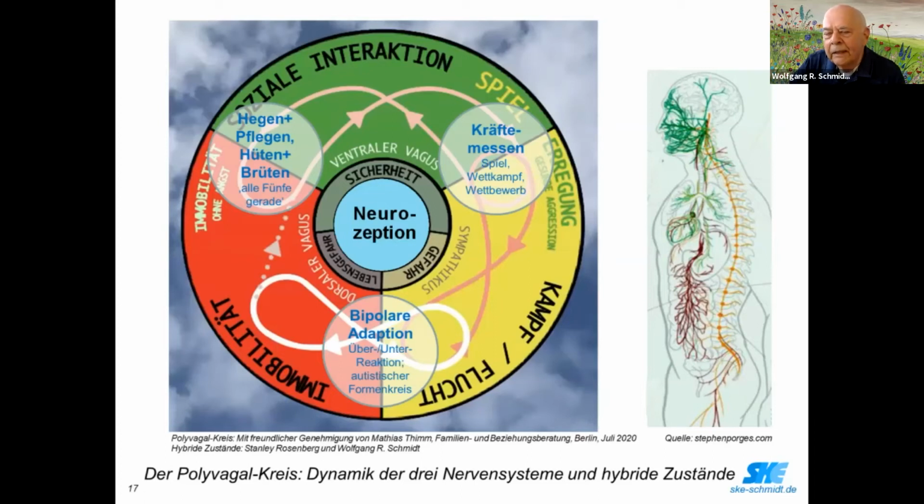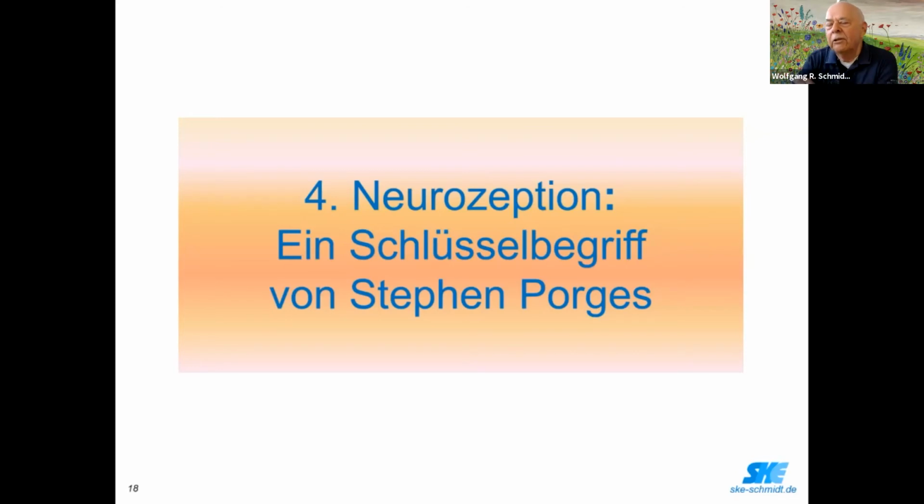At the bottom, on the border zone between the red and the yellow, this is the most dangerous state, which you might call a bipolar adaptation. It's over-under reaction, and it shows all symptoms of an autistic form cycle, being shut away from the outside world, being shut off from any social interaction. So this polyvagal circle is a very interesting and enlightening metaphor created by Stephen Porges.